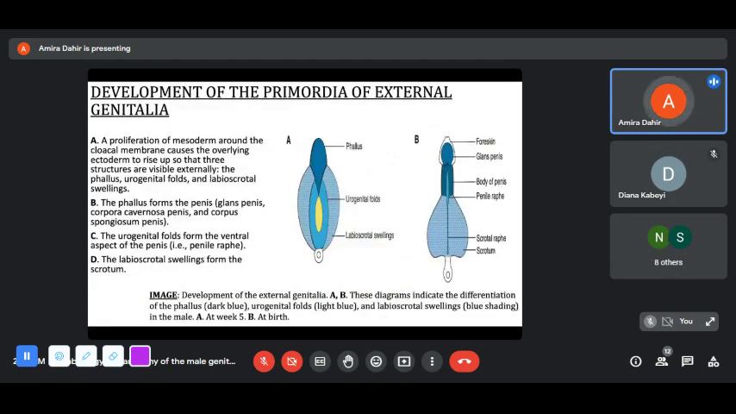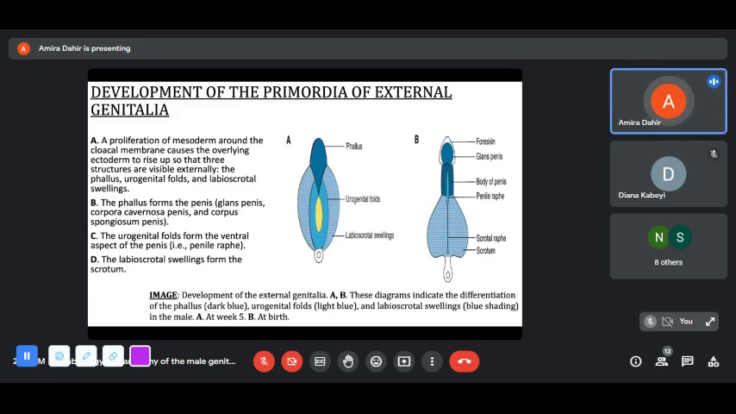So we can proceed to the development of the primordia of external genitalia. A proliferation of the mesoderm around the cloacal membrane causes the overlying ectoderm to rise up so that 3 structures are visible externally. We have the phallus, the urogenital folds, and the labioscrotal swellings. So the phallus forms the penis, or the glans penis, the corpora cavernosa penis, and the corpus spongiosum.